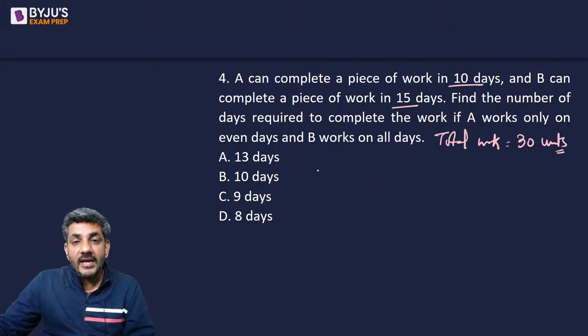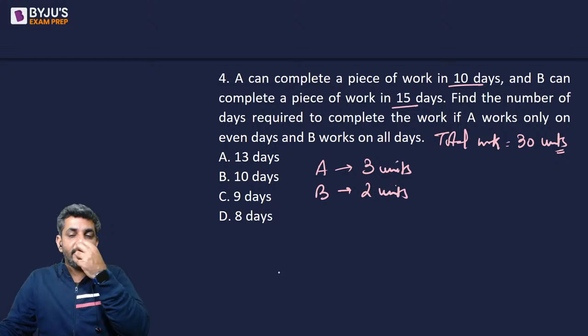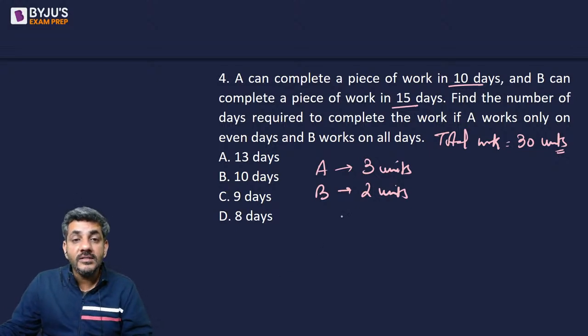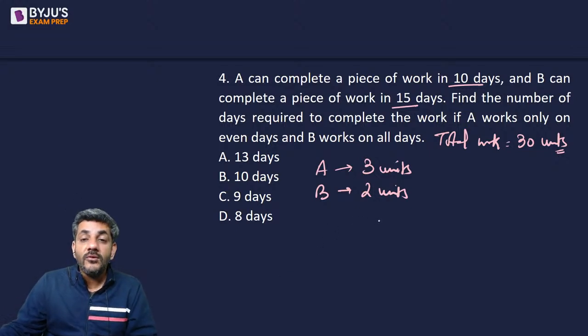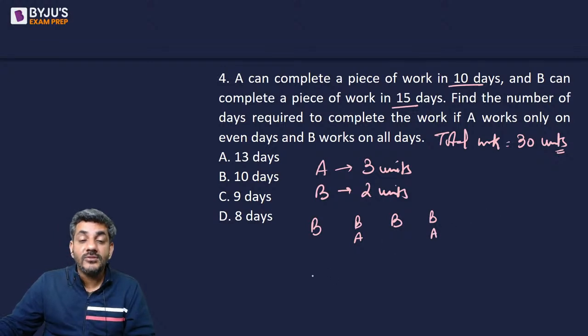Right? So can I say that A can make 3 units per day and B can make 2 units per day? A बना सकता है डेली 3 यूनिट्स और B बना सकता है डेली 2 यूनिट्स. That means first day B works, second day B and A both work, third day B works, fourth day B and A both work, and that way in how many days the job would be done.